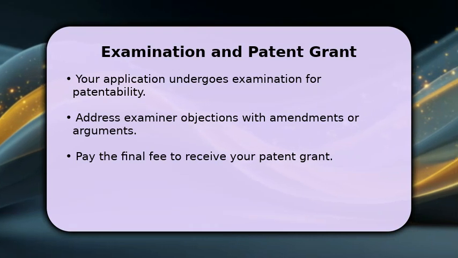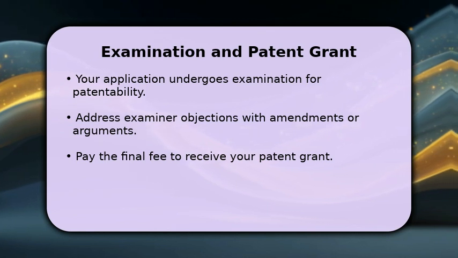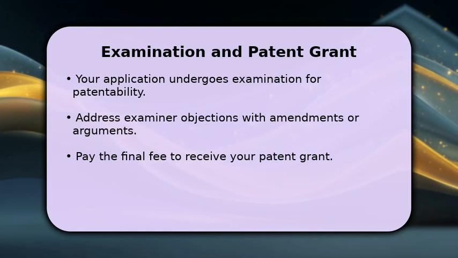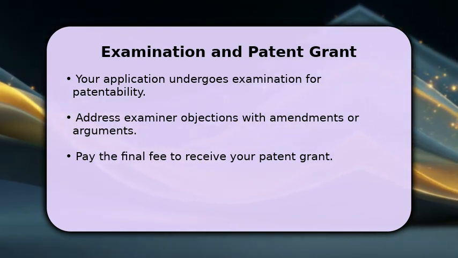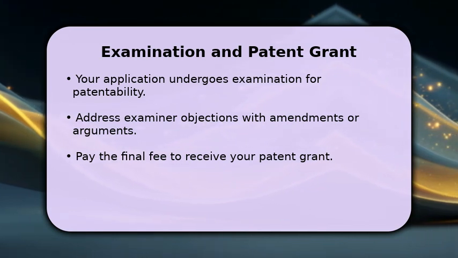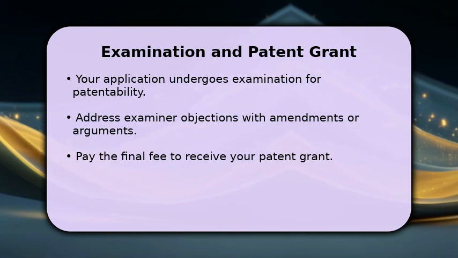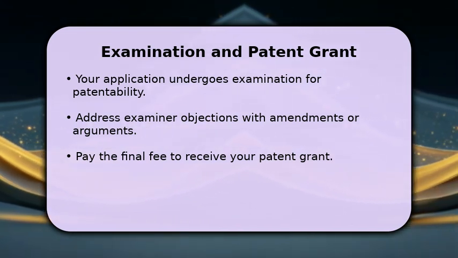Following submission, your application enters the examination phase, where CIPO assesses its patentability. You may receive objections from the examiner, which you'll need to address with amendments to your application or persuasive arguments. Once all requirements are met and objections are resolved, you'll pay a final fee. This final payment leads to the official grant of your Canadian patent, securing your intellectual property.